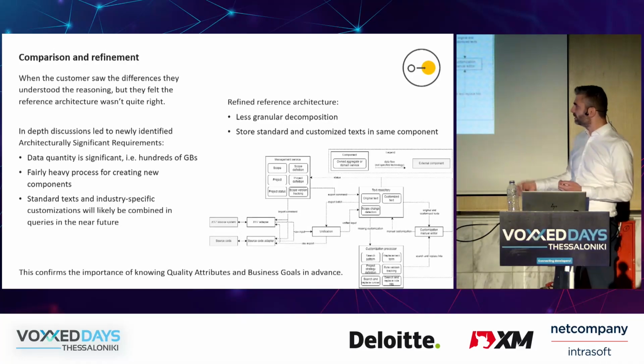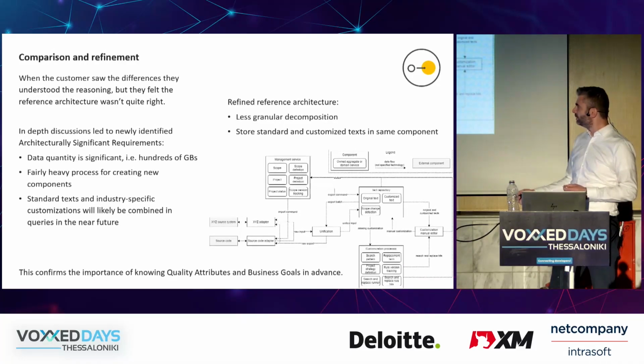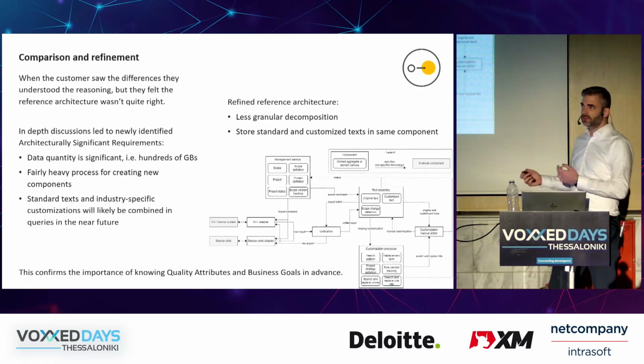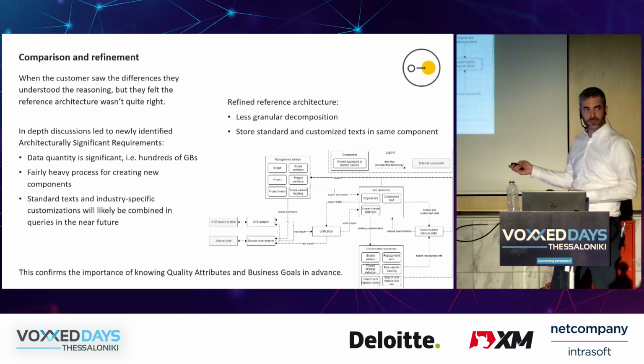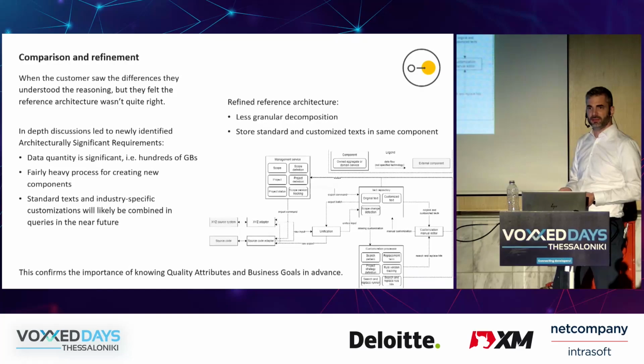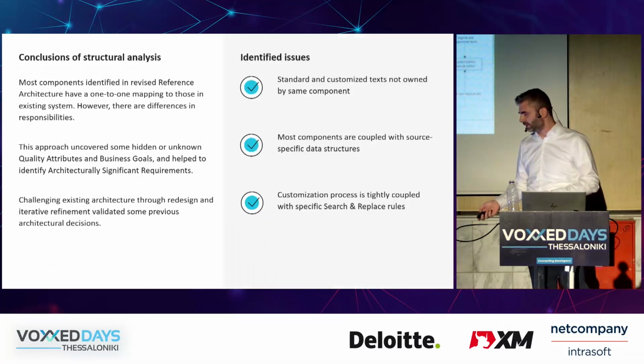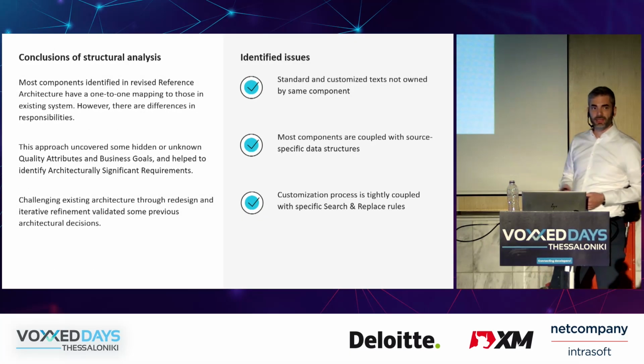And after this, I would like to highlight that if you don't know the quality attributes and the business goals well, you're at risk of producing an architecture that is simply wrong. And this is what happened in the first iteration of the reference architecture design. So let's summarize the structural assessment of the architecture.